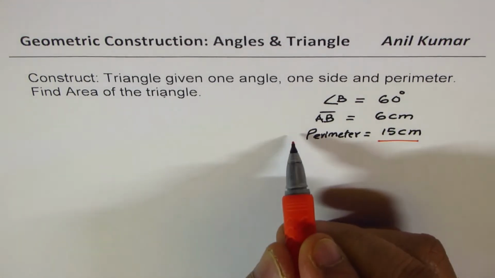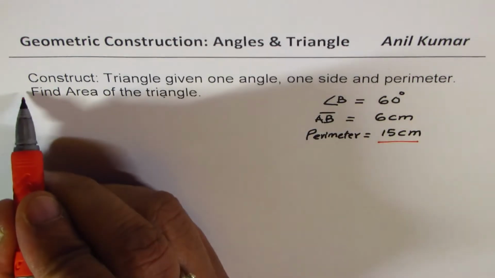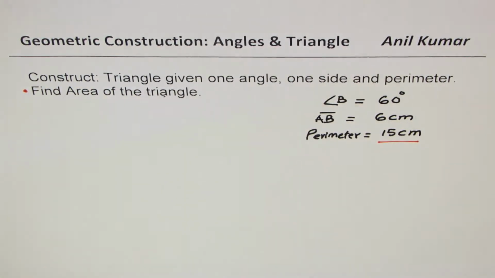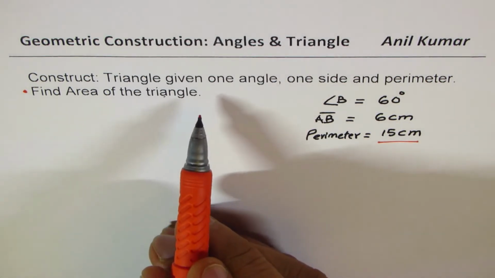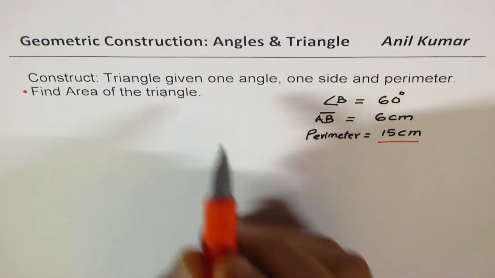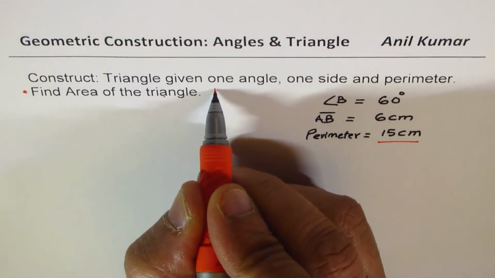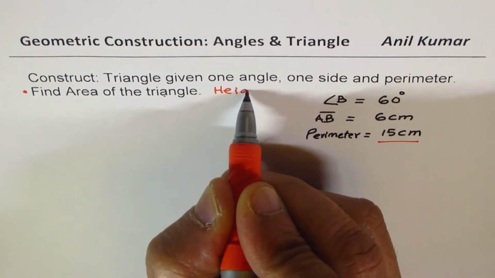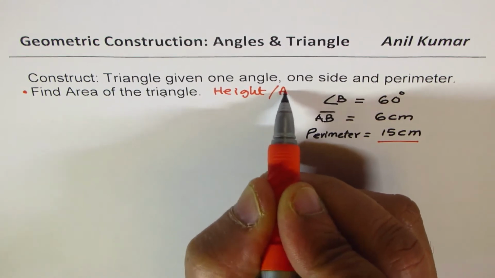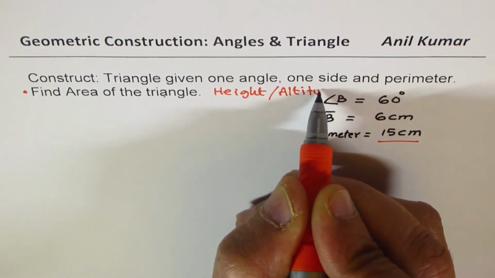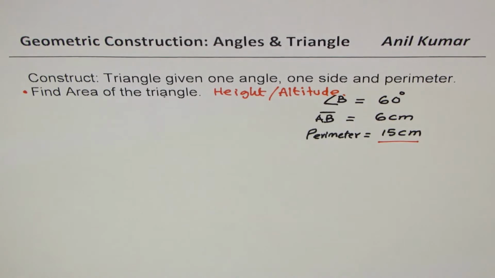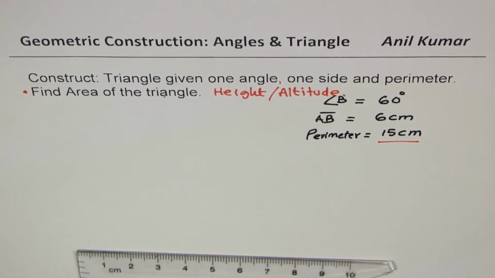The second thing which we are going to learn is how to find the area of the triangle. That means we'll have to find the height, correct? So from the point we need to find the altitude or height, or in a triangle we call it altitude, right? Dropping a perpendicular from the vertex. So that's the second part which we are going to learn in this particular video. So let's begin by constructing the triangle first.